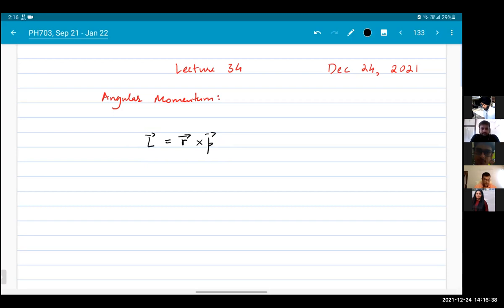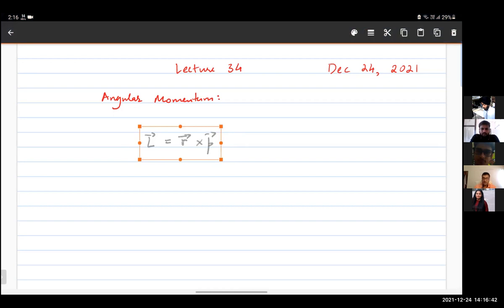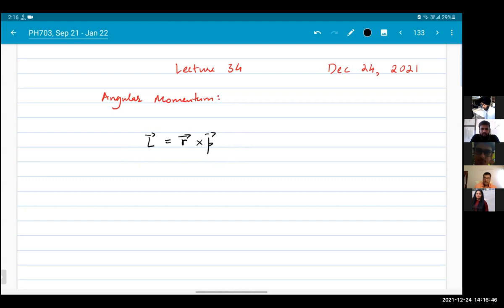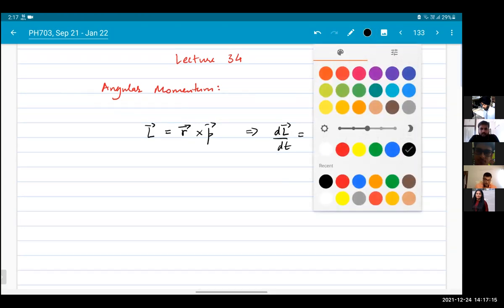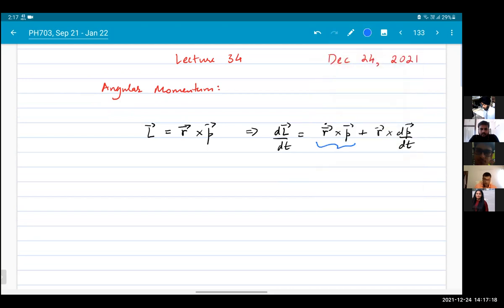So one of the questions, for instance, is why is this an important quantity for any mechanical system, classical or quantum mechanical? And the answer can be seen as follows: if you take the time derivative of this expression, what do you get? You apply the Leibniz rule, and you get R dot cross P plus R cross dP by dt. Now, the first term, what is R dot? R dot is just V, and cross P. Now, V and P are both in the same direction, so the cross product will be zero.